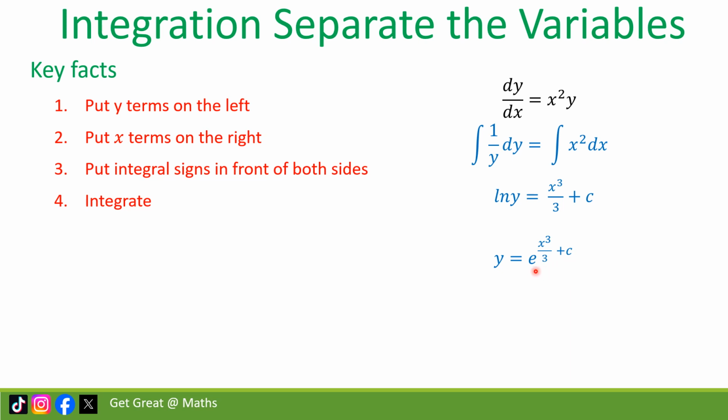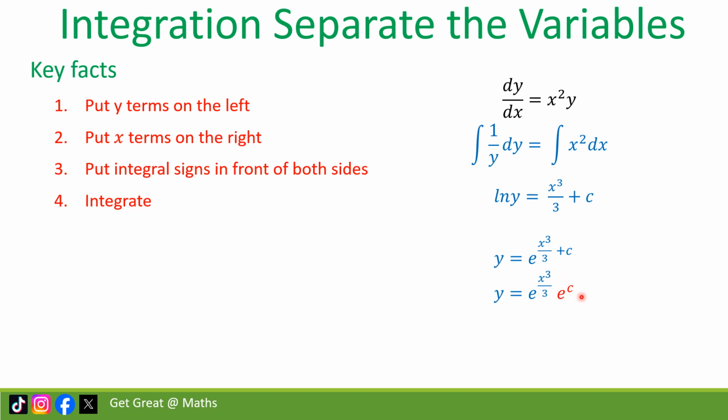Now from here, I can use the rules of indices. Now x to the power of a times by x to the power of b is the same as x to the power of a plus b. So I can separate this out to be e to the power of x cubed over 3 times by e to the power of c, because when I add these powers together, that is the rules of indices that we have done at GCSE. So x to the a times by x to the b is x to the a plus b. You can just separate it out going backwards.